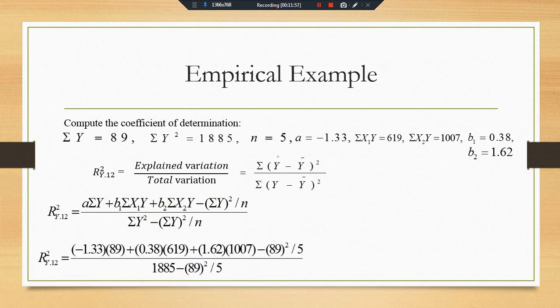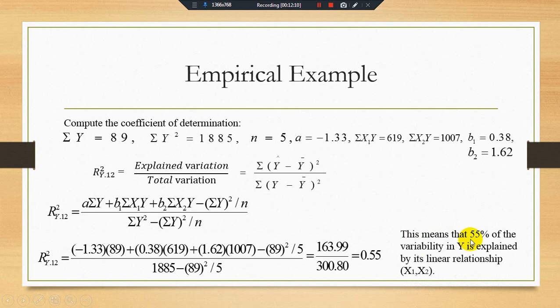We get this, and after solving these multiplications, divisions and additions, we get the r square equal to 0.55. This means that 55% of the variability in y is explained by its linear relationship with independent variables x1 and x2. So I hope you understand the coefficient of determination of multiple linear regression.